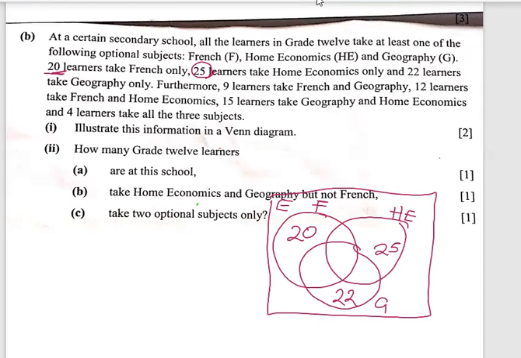Furthermore, 9 learners take French and geography. Now, when you look at this statement, it does not have the word only at the end. So we're looking at the entire intersection set of French and geography, which must constitute 9. The best we can do here is read ahead of the question. We have 4 here, and this 4 is for all the 3 subjects.